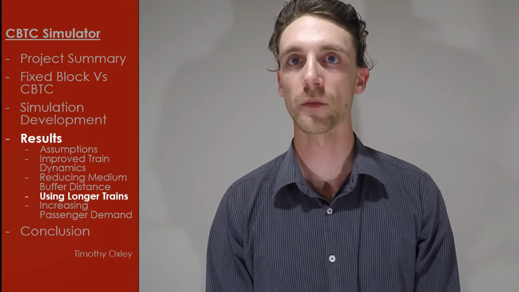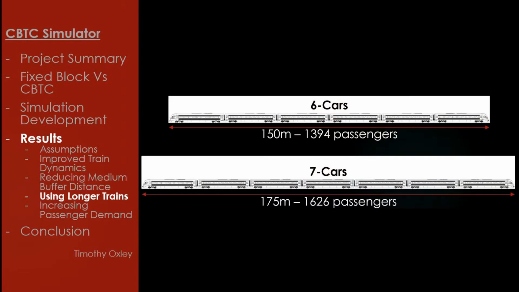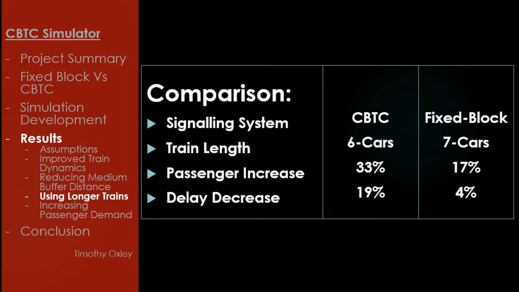Using longer trains. An alternative to investing in CBTC is to use longer trains, which can carry more passengers. Increasing the length from 6 cars to 7 cars improves capacity by 17%, yet only reduces delays by 4% when operating on a fixed block system.